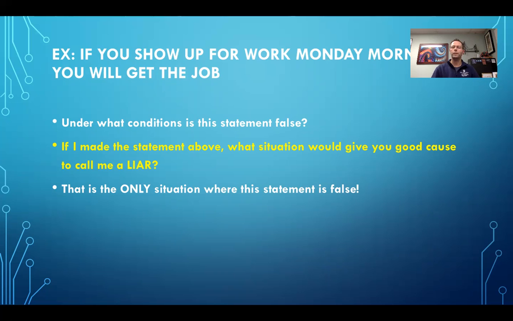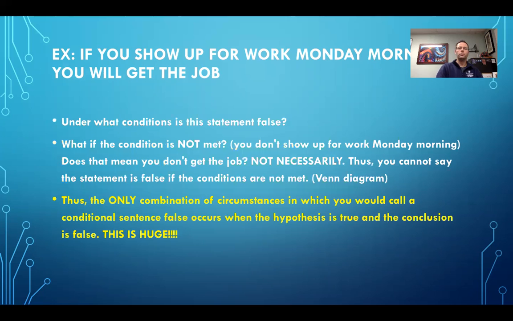That's the only way a conditional can be determined to be false, which is sort of strange because if you don't show up for work Monday morning, so if P is false, does that mean that you don't get the job? And the answer is not necessarily. If you think about the last slide with the little circle into the bigger circle, you actually could be in the bigger circle, but not in the littler circle. So the only condition where the statement P implies Q is false is when P is true, but Q does not follow. That's very, very important.